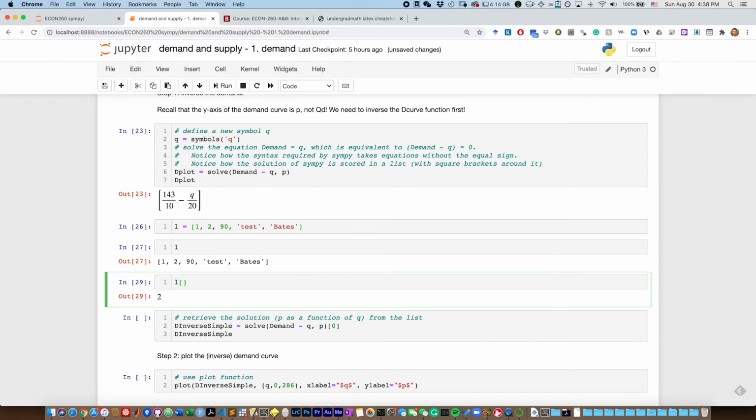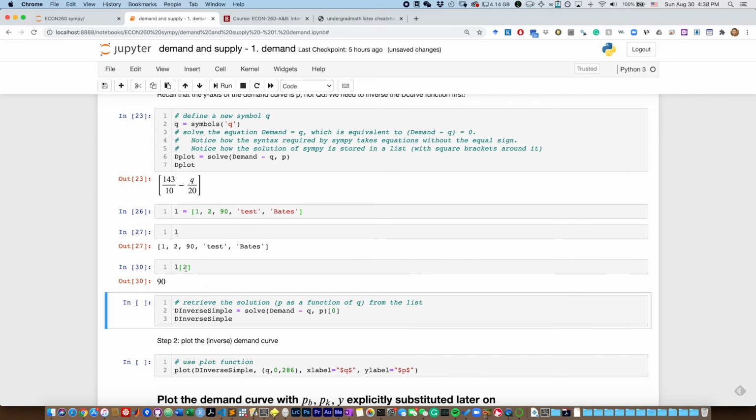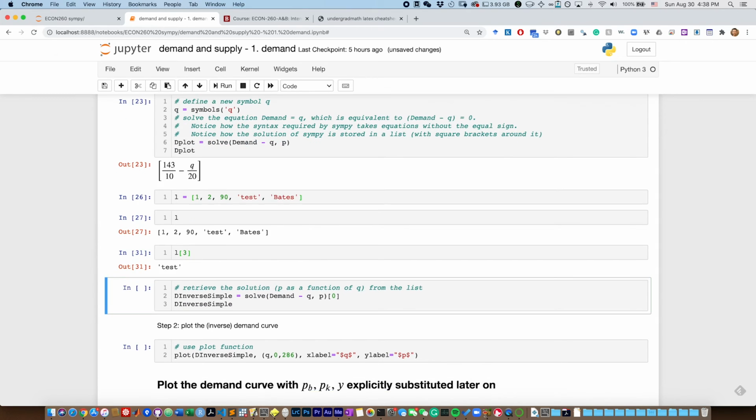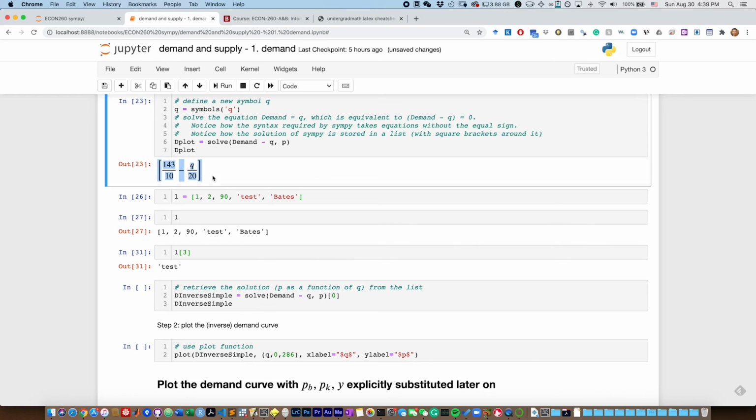What about the third element? Well, we use index of 2. What about the fourth one? Well, 3. That'll give us that text, which is test here. Well, the reason we want to bring about the notion of list, items and index is because the solution here we obtained is contained in a list.